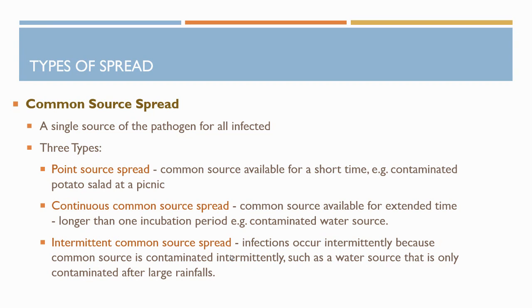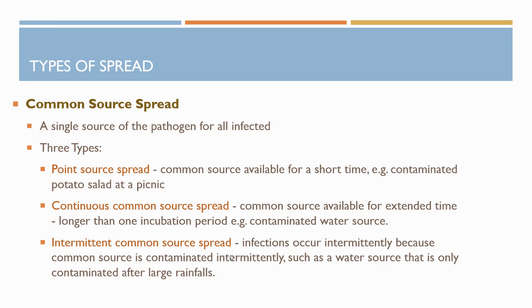So when we talk about common source spread, we have a single source of the pathogen. Everyone who was infected contracted the pathogen at the same place. We have three types of common source outbreaks. Point source spread, or a point source outbreak, is a common source that's available for only a short period of time. So there's limited opportunity for exposure, so there will be a limited spread.